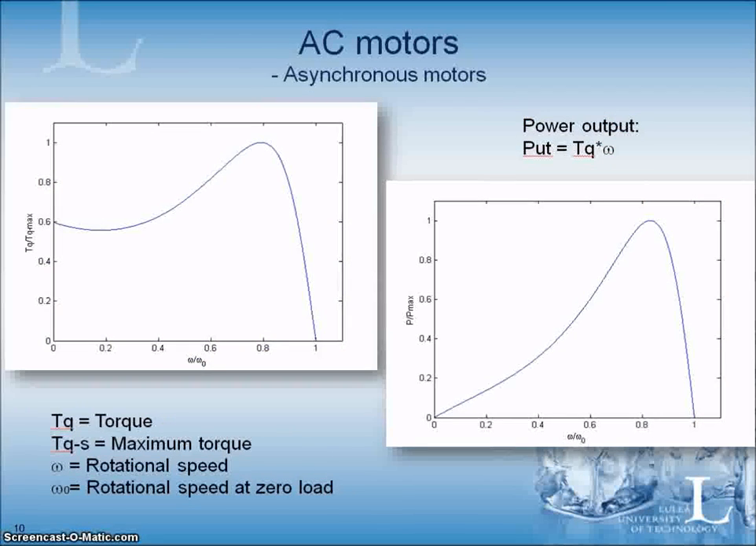The characteristics of the asynchronous motors are given here. Same scale as I earlier showed in part 1 for DC motors, where you have the rotational speed going from 0 to 1, where 1 is the maximum rotational speed, and torque from 0 to 1, where 1 is the maximum torque. As you can see here, the start torque of this motor is, in this case, roughly 60% of the maximum torque.